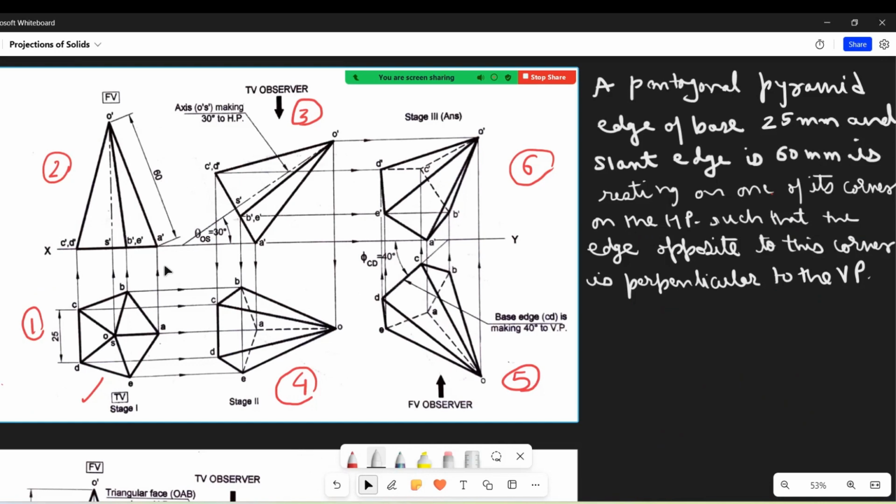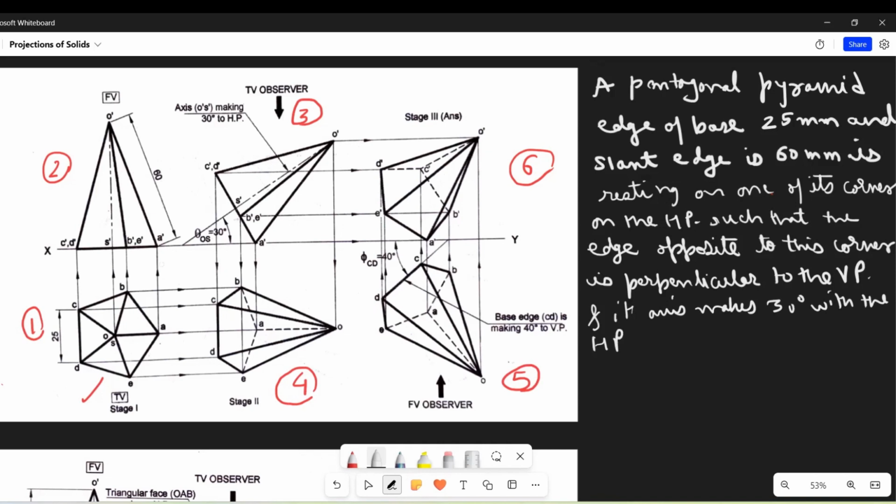Now, in this question, we have mentioned that the pyramid is inclined to the HP, but we forgot to mention the angle here. So we can mention it here: resting on one of its corner on the HP, such that the edge opposite to the corner is perpendicular to the VP, and its axis makes 30° with the HP.